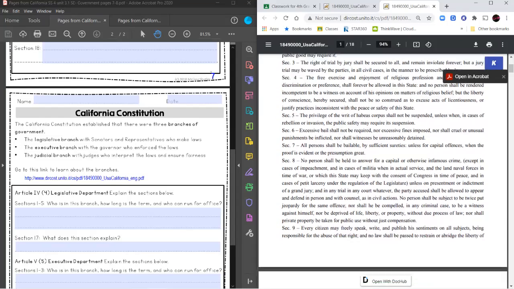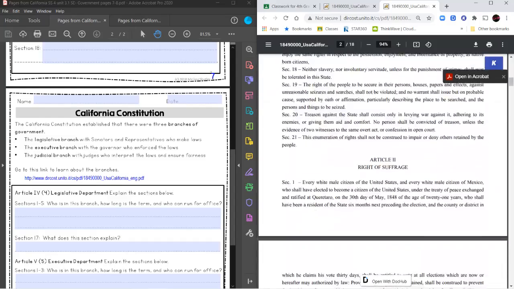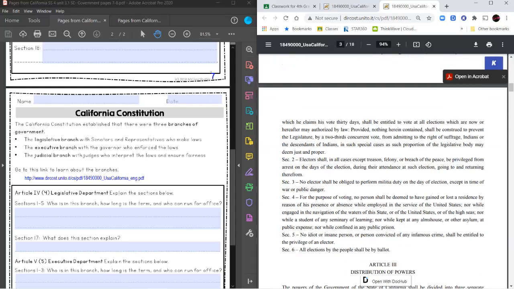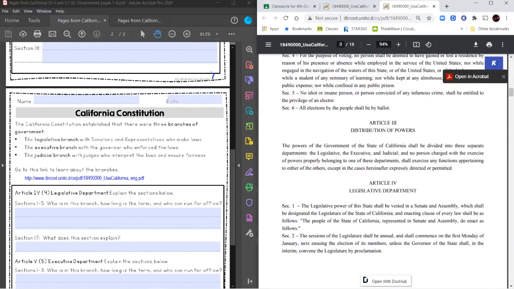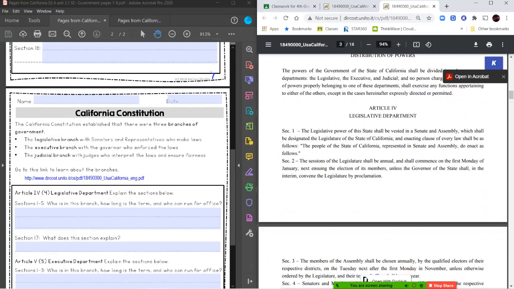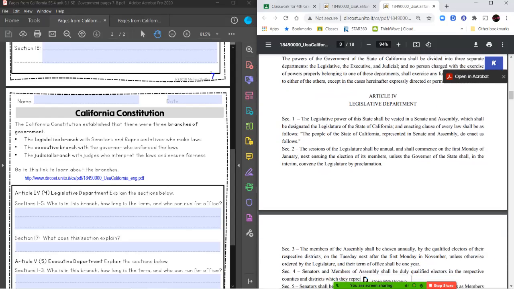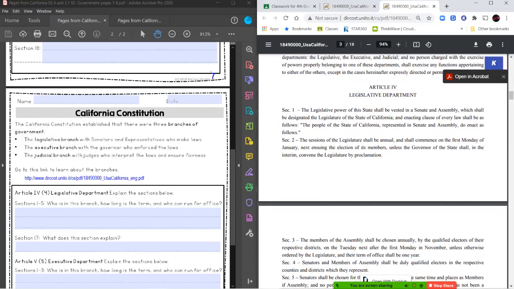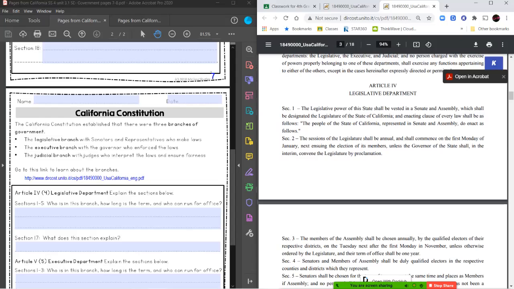So we're going to talk about the legislative department. Let's scroll down over here and go into Article 4 right there, and we're going to read about the legislative department. We're going to read sections 1 to 5. The things we need to be looking for are who is in this branch, how long is their term, and who can run for office. Those are the three things we're going to focus on. As you find them, write them down.